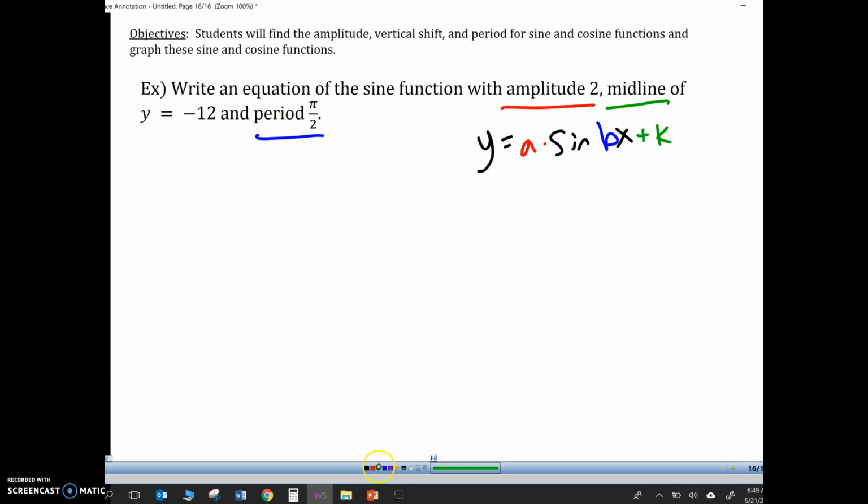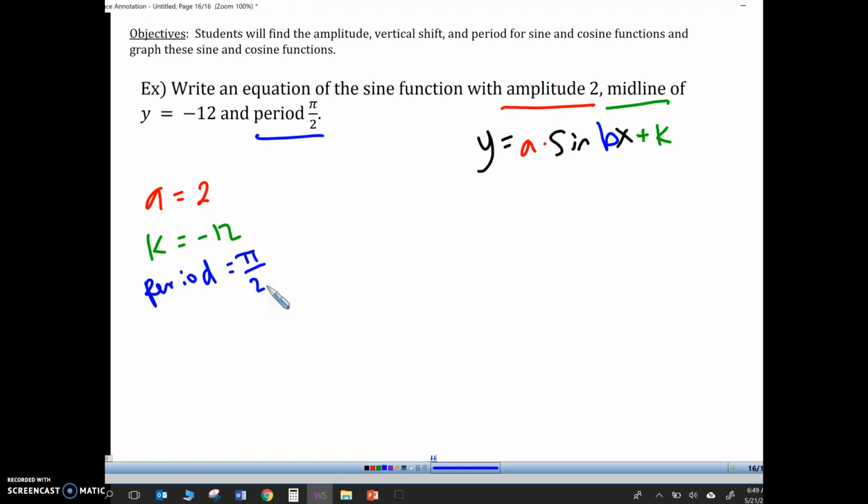Okay, so in this example, we are told that our amplitude is 2. We are told that our midline is negative 12. So we're told that our midline, y equals negative 12, k equals negative 12. And then we're told that our period, notice I'm not writing b, our period is pi over 2.